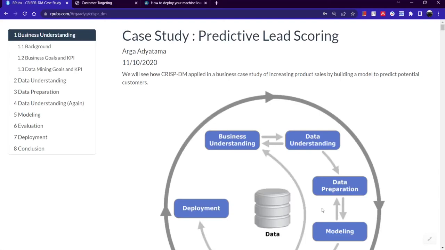Okay, hi. In this video, I'm going to describe CRISP-DM. And here we have a case study. I found this website and actually it has a very interesting case study to look at.